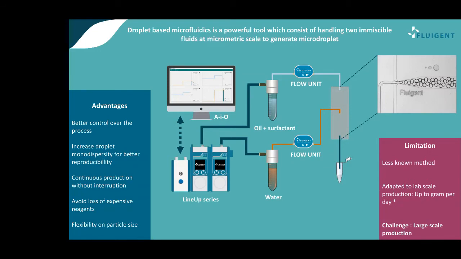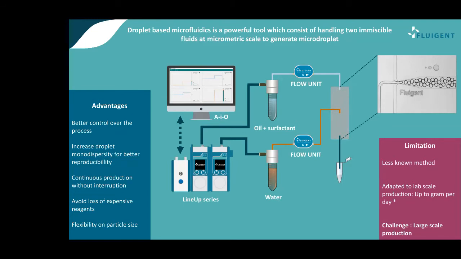So what is droplet-based microfluidics? This is a method, a tool, which consists of handling two immiscible solutions again, but now at micrometric scale to generate microdroplets and to have more control. Basically, we will regulate precisely the flow rate of the two immiscible solutions, for example oil and water here, and we will generate flow inside a controlled micro environment called a microfluidic chip with a certain design, such as we can see in the pictures corresponding to a microfluidic chip with a certain nozzle.